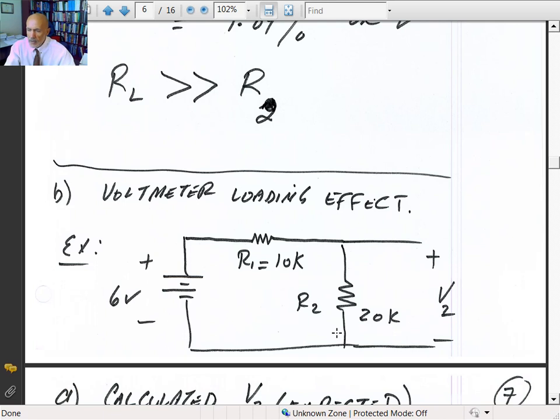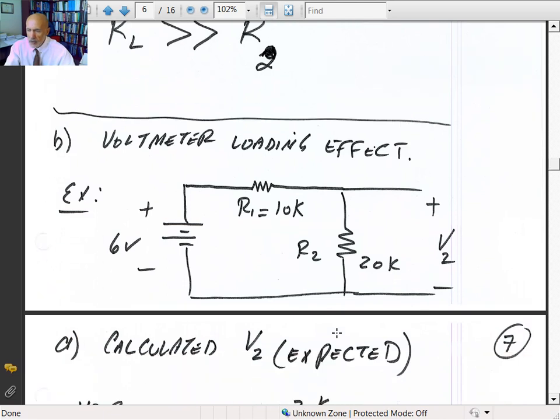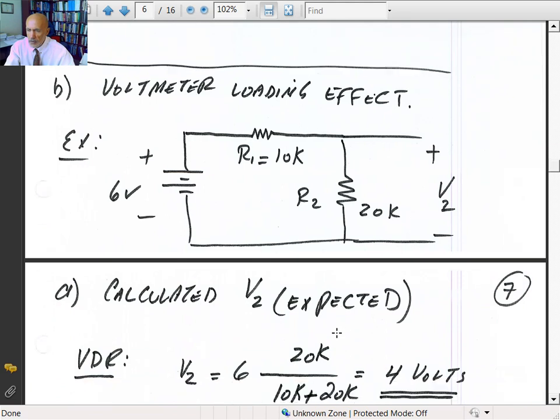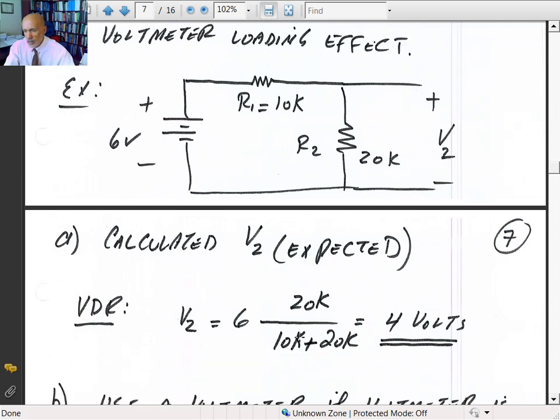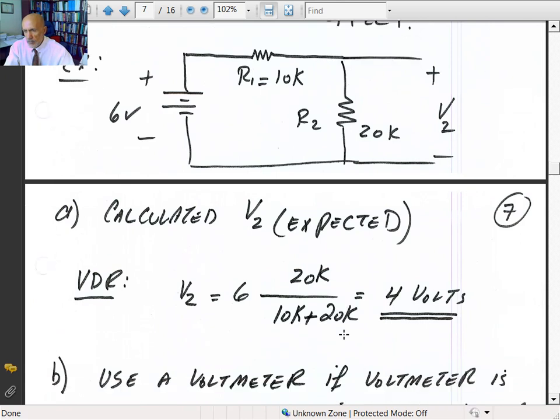Ideally, the calculated value would be equal to the expected value. You could do a voltage divider. V2 is equal to 6 volts times 20K divided by 10K plus 20K. If you calculate that, it gives you 4 volts. That's what you expect across R2.